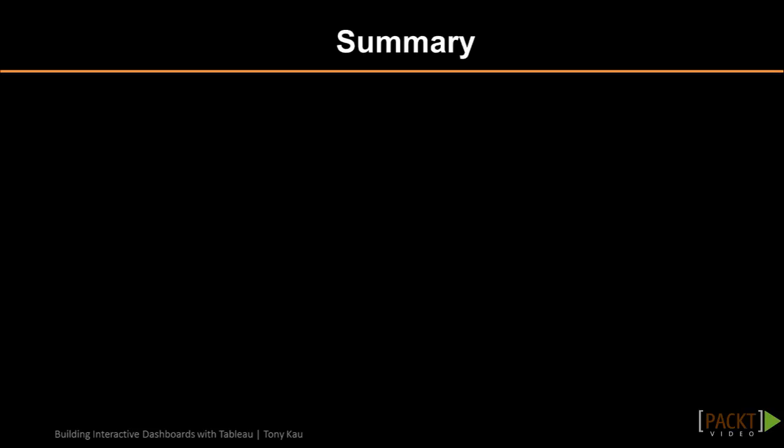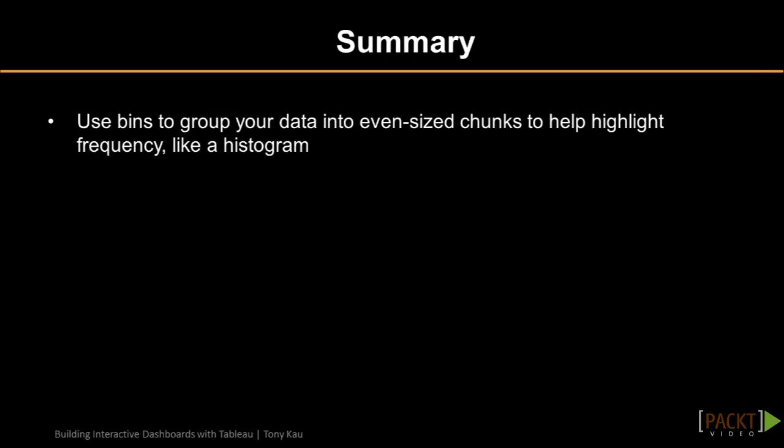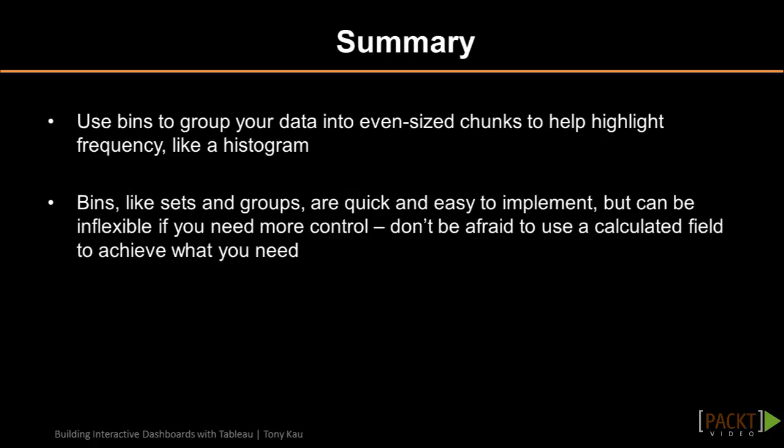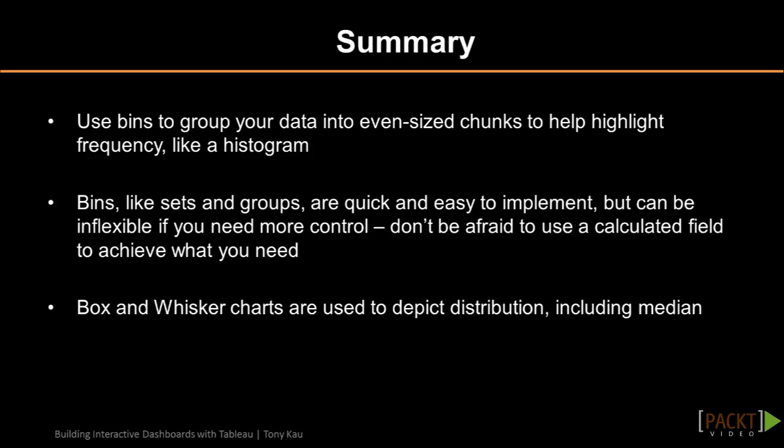So in this video, we've used bins to group the data into even-sized chunks and even highlight frequency like in a histogram. Bins, like sets and groups, are quick and easy to implement, but can be inflexible if you need more control. So don't be afraid to use a calculated field to achieve what you need. Box and whisker charts are used to depict distribution, including median and quartiles. So now that we've successfully created a distribution chart, in the next video we'll use a simple scatter plot with annotation to highlight potential areas to investigate.